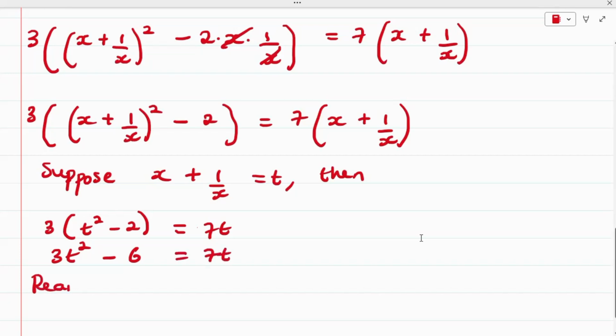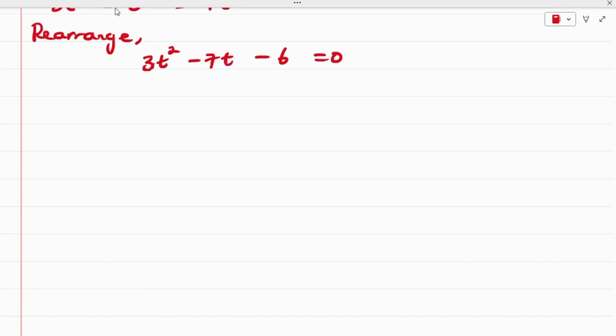So the next thing we want to do is to simply rearrange and set the equation to 0. We have 3t squared minus 7t minus 6, and this is equal to 0. Right, so the next thing we want to do is to factorize. So we take the first and the last digit and multiply them. We have this to be minus 18t squared.